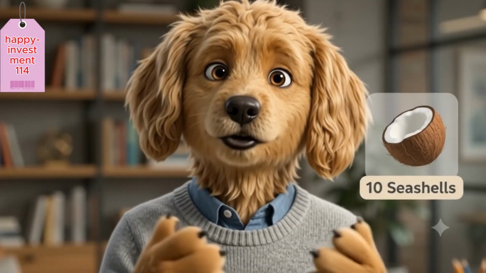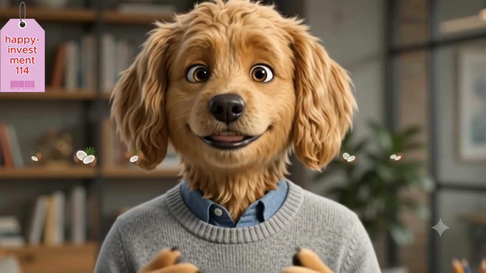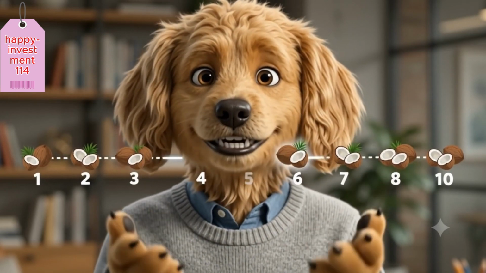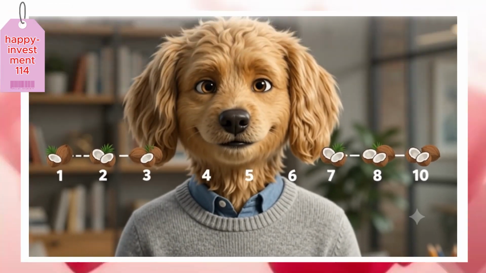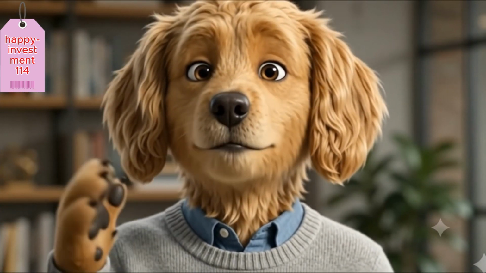However, by trading with country B, they can buy coconuts for 10 seashells. This gives them the chance to buy 1 to 9 extra coconuts. Trading allows you to get 9 times more goods.